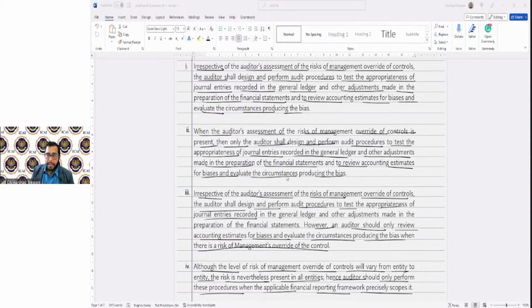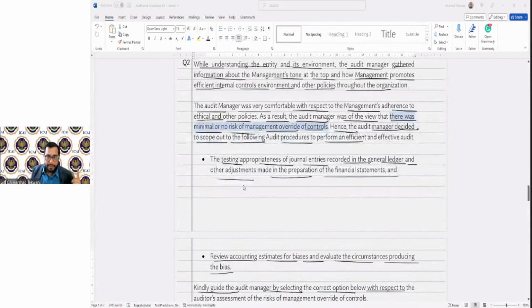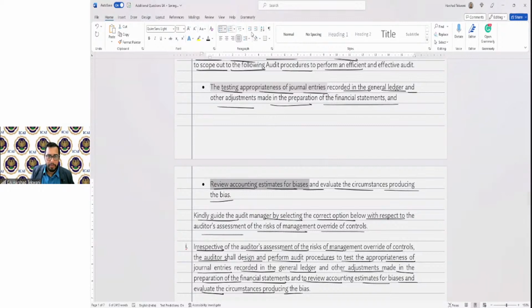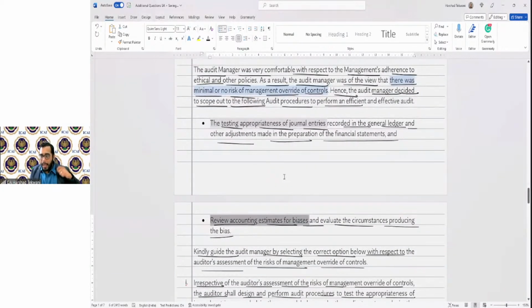See, understand the underlying thing over here. There are two things that we are discussing now. Number one, when there is no risk or minimal risk of management override of controls. Number two, because there was no risk, the auditor decided to scope out the following audit procedures, which is testing the appropriateness of the journal entries, number one, and second, review of accounting estimate for biases, number two. Now, you need to understand in which scenarios you think this particular decision making, or this scoping out, is correct.